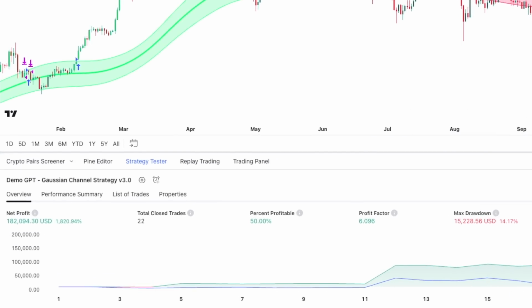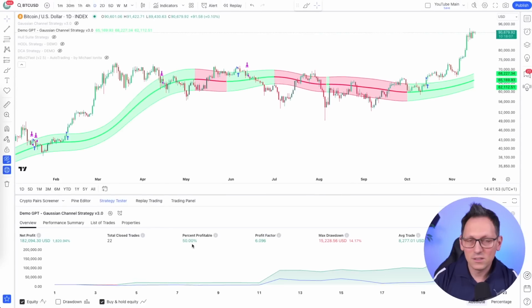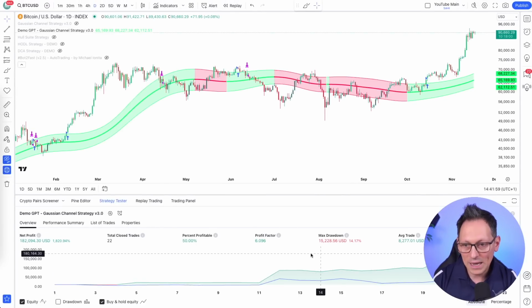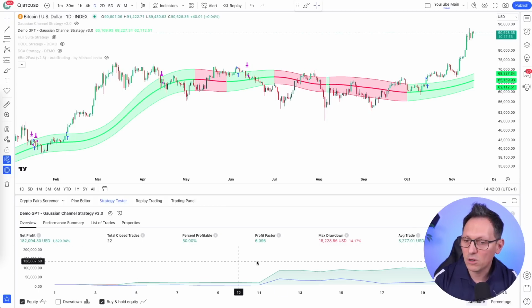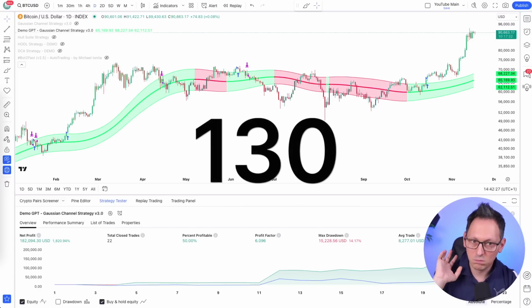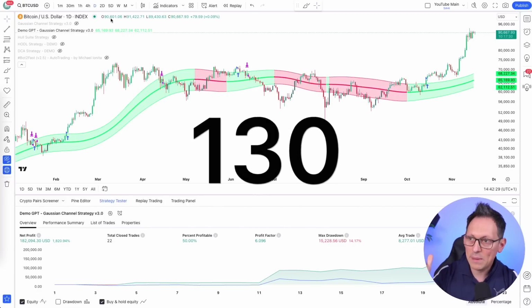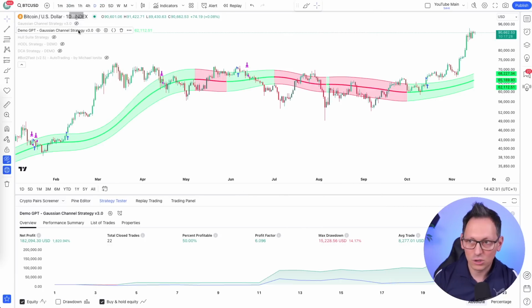You see that the drawdown is way lower. The net profit is pretty much the same, but the profit factor now is 6, and the percent profitable trades is 50. So it's way better. Without doing any calculation, I can already tell you that is way better. But let's do the simple calculation where we divide the net profit by the max drawdown. And when doing that, we get a factor of 130, which is pretty good and is way better than the previous Gaussian channel strategy.